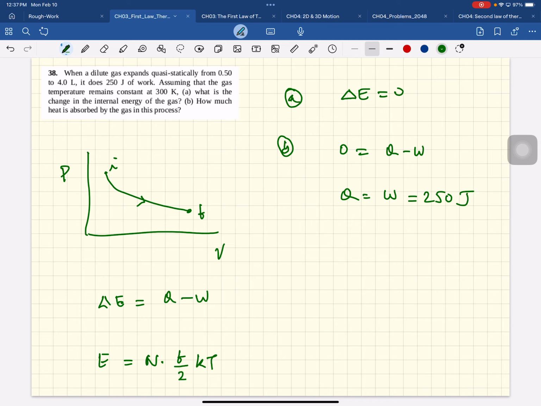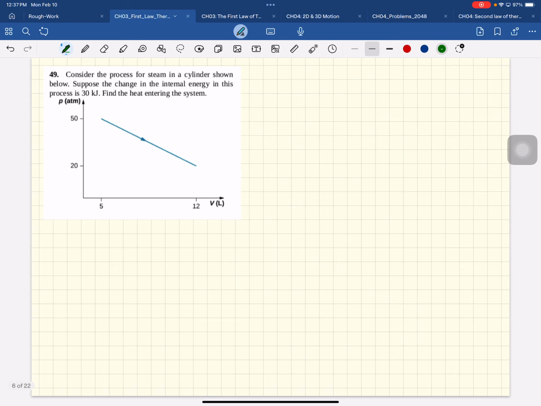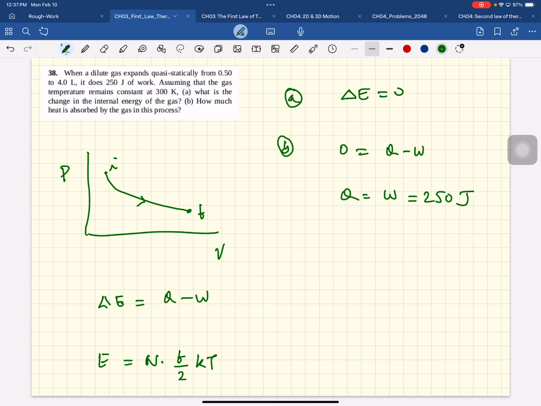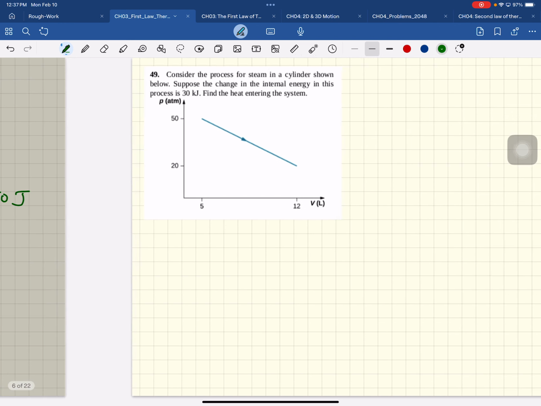All right, so that was a silly problem. It's not going to be on the exam. Well, it was an easy problem. No calculations. So you just had to know the concepts there.